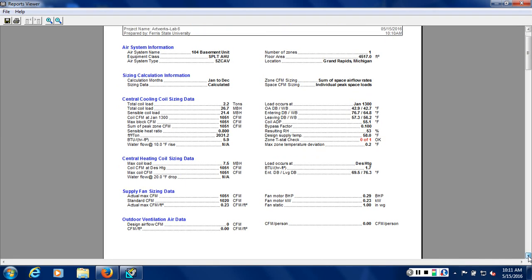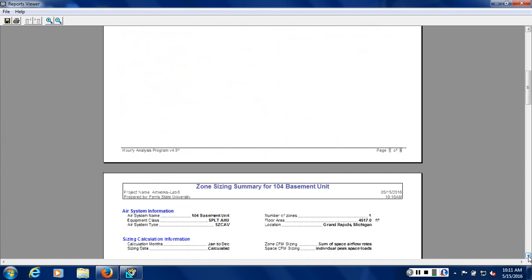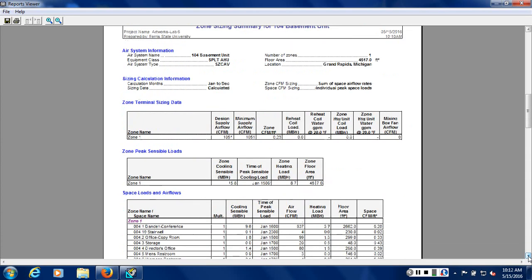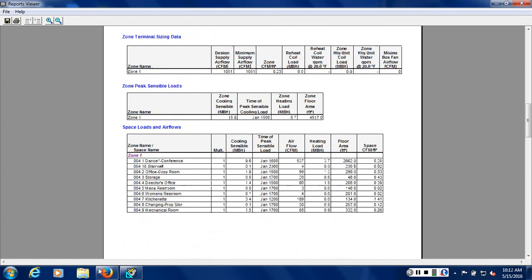If we continue sliding through the different pages, this is a nice page because it says all the different zones that are part of this, or all the different spaces that are part of that zone. You should cross-check this and make sure that somebody did coordinate the correct spaces with the correct piece of equipment.